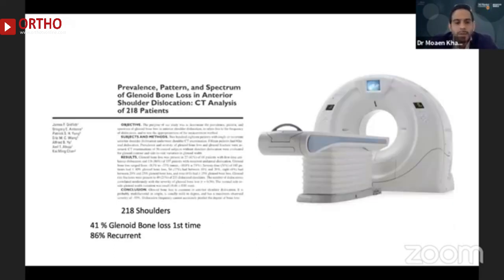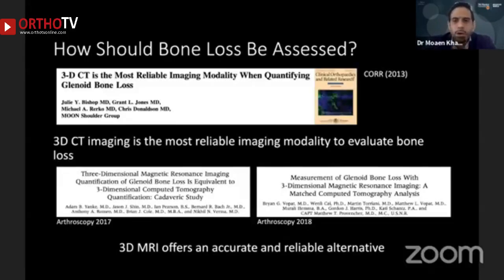Another example, really, is this CT analysis of 218 patients that had anterior shoulder dislocations. They found in the first-time dislocator, 41% actually had some glenoid lesion. And in the recurrent instability, obviously this was much higher, 86% actually had bone loss. So we know that bone loss is very prevalent. How should we actually be assessing it? What modalities should we be using?